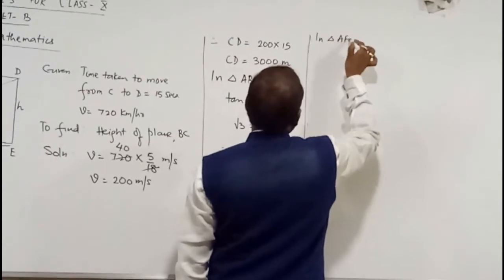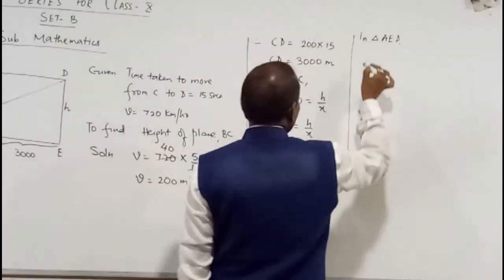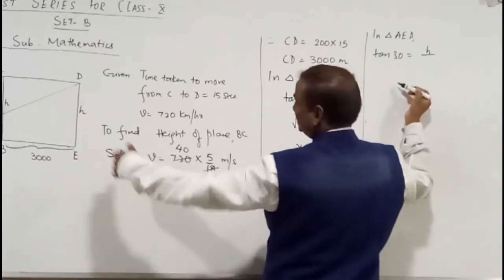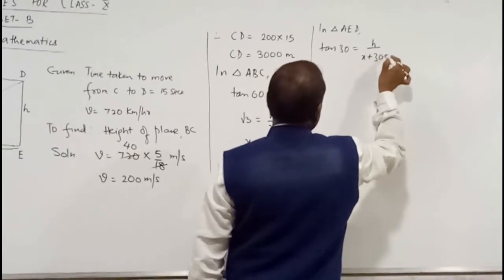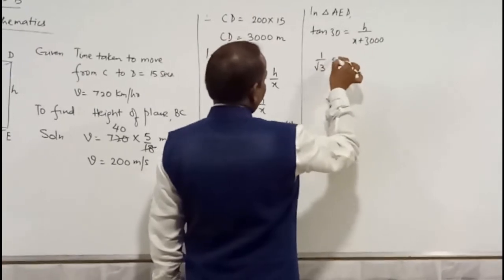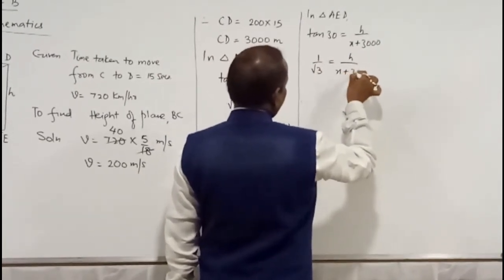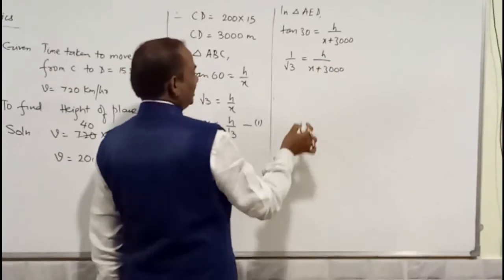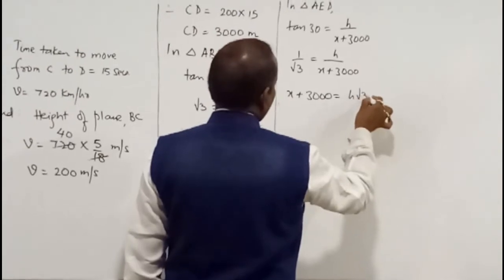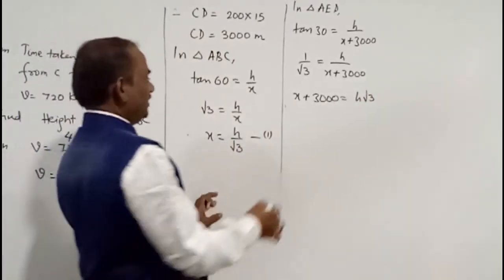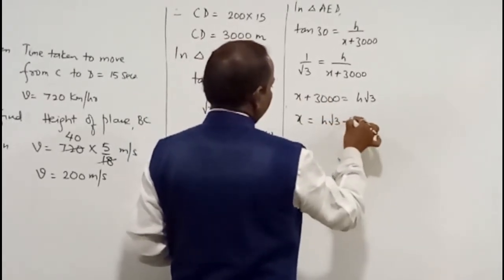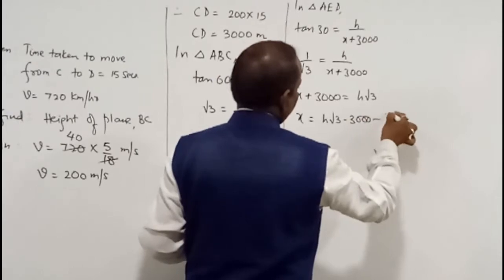in triangle AED, I can say that tan 30 is equal to h upon x plus 3000. Now, the value of tan 30 is 1 upon root 3, that is 1 upon root 3 is h upon x plus 3000. If I cross multiply, I get x plus 3000 is equal to h root 3, so x is equal to, I transpose this to that side, h root 3 minus 3000. Let this be relation number 2.